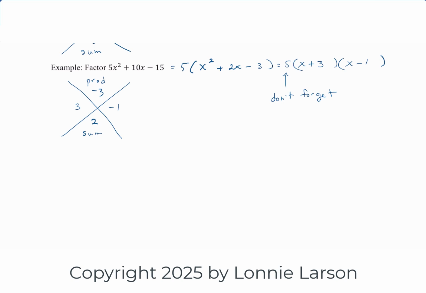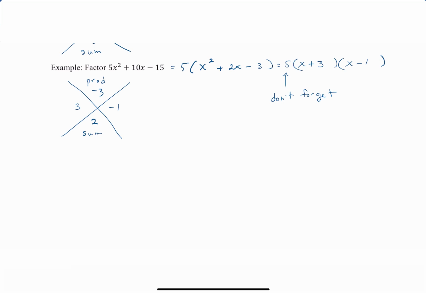So far, we've talked about two techniques for factoring. We've talked about factoring out GCFs, that was our first method, and then we've talked about factoring trinomials. That word tri just means it's something with three parts.